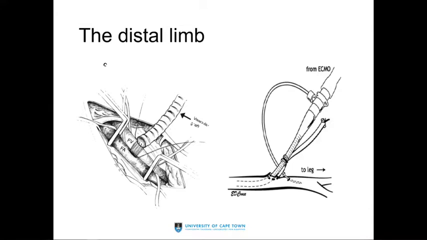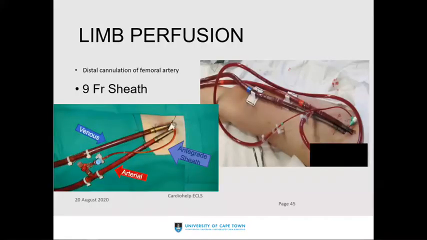Or you can use a sheath or a CVP to steal a little bit of blood from the ECMO and put it in the direction down to the foot. So it's quite important to have continuous monitoring on the limb so that you don't end up with a patient who's one limb short at the end of their successful ECMO run. So here you can see those configurations there.